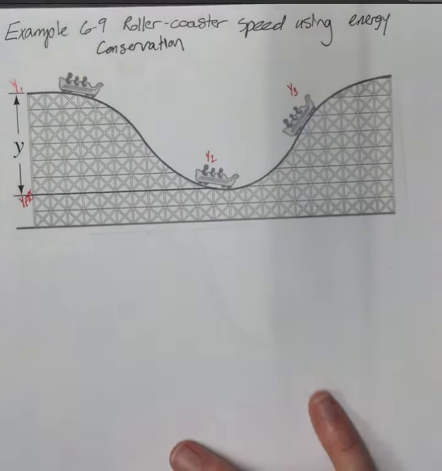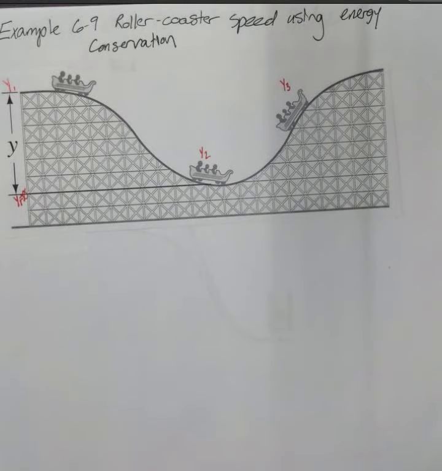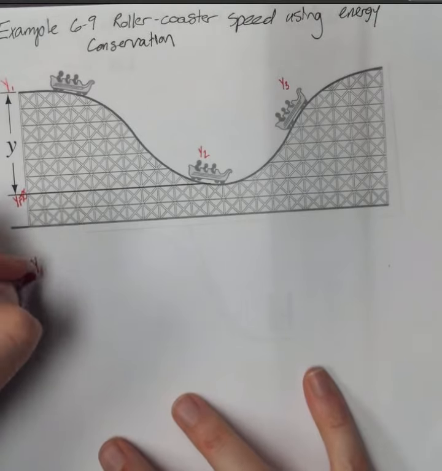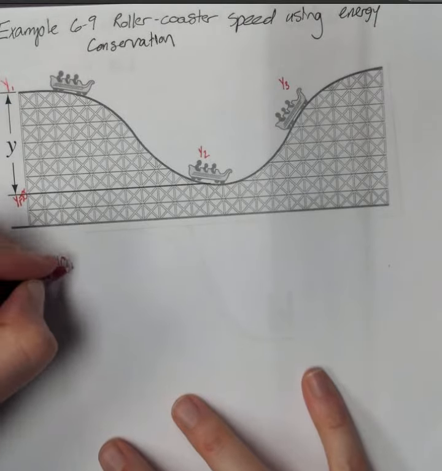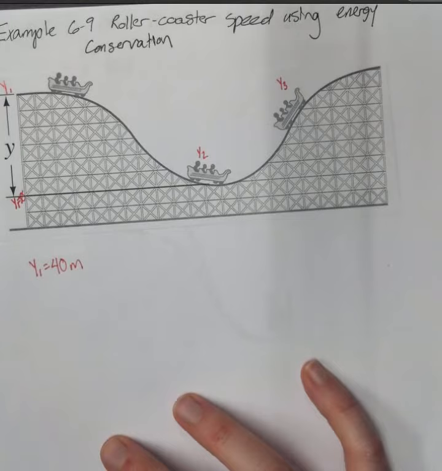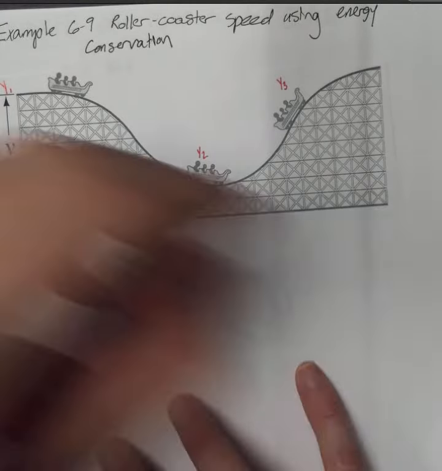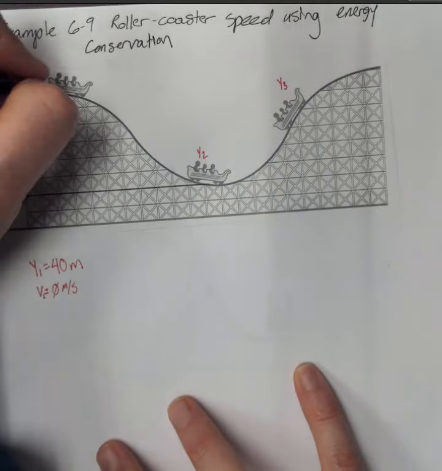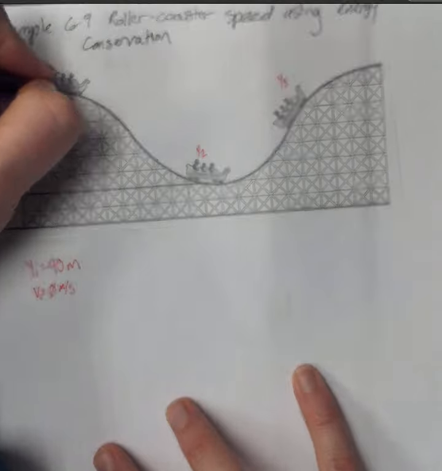In this problem, we're going to take a look at a situation. We're going to say the height of the hill here, y1, equals 40 meters. And the roller coaster car starts from rest at the top. So the velocity at y1, which we'd call v1, is 0 meters per second. So we're saying that the velocity here equals 0.